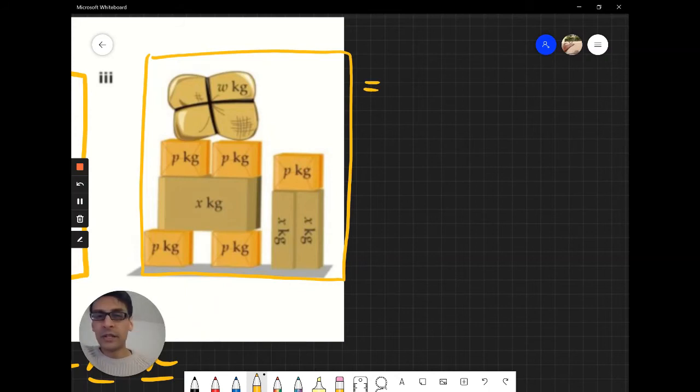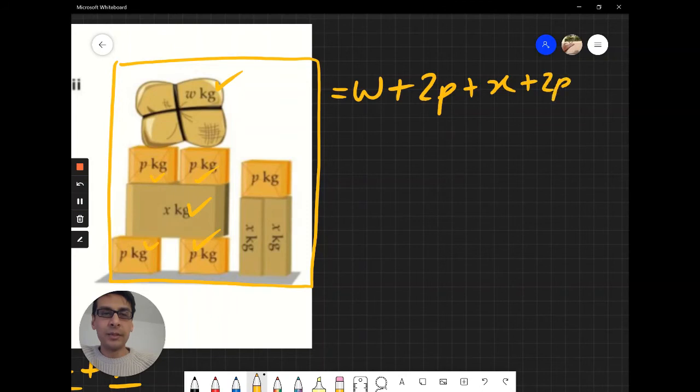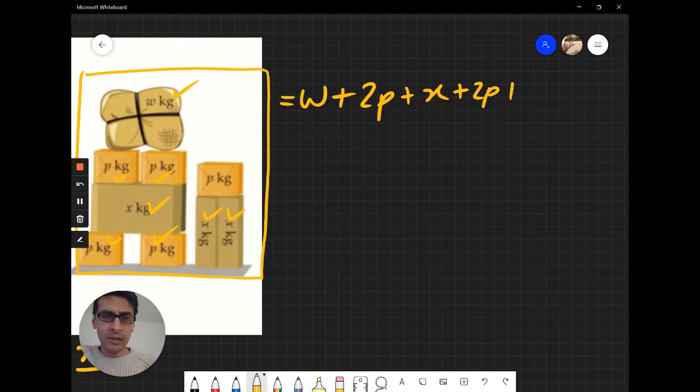Okay, so hopefully you've done it. So this is now going to be W, which is the big parcel at the top, plus, now I've got 2p's here. I'm going to be a bit more efficient this time. I'm just going to write 2p. And then I can see I've got an x here, so I'm going to write plus x. And then I've got another 2p's, so that's plus 2p, and another 2x's, so that's going to be plus 2x. And then finally there's another p.